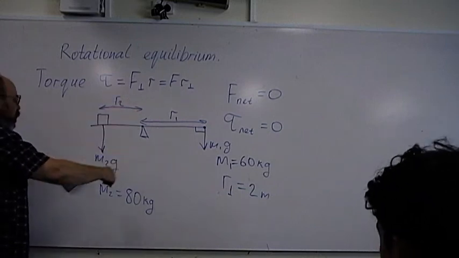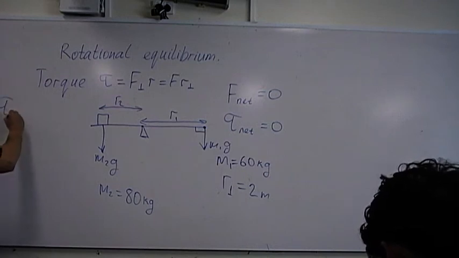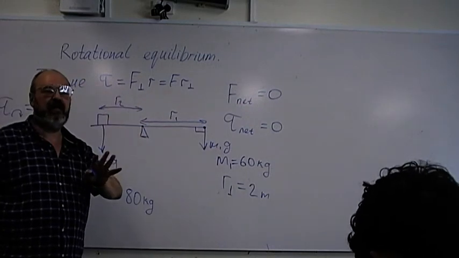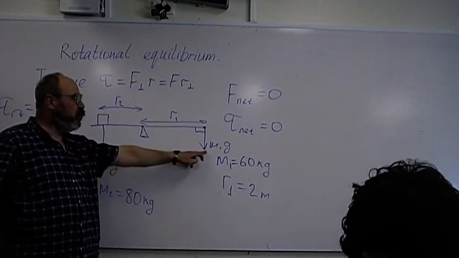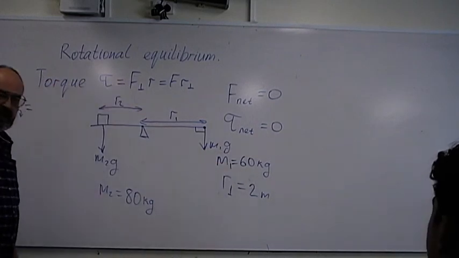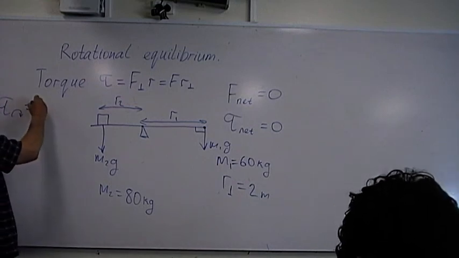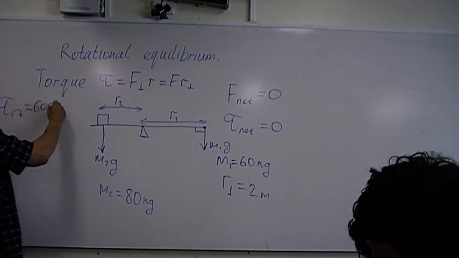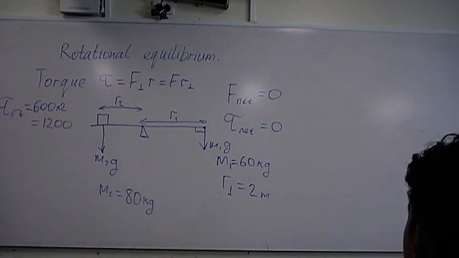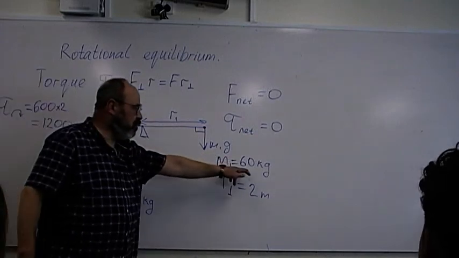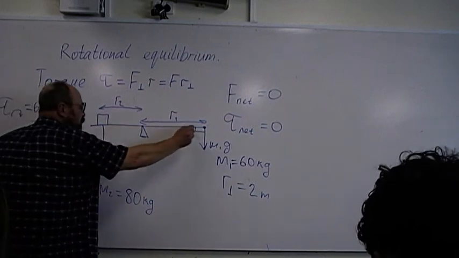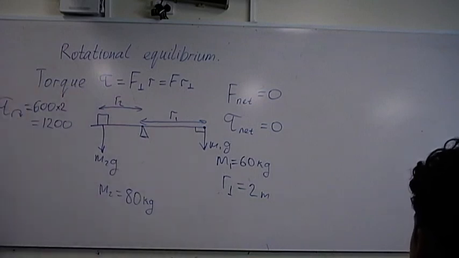What is the torque rotating clockwise? To make it simpler, let's take g equals 10 for calculations for now. So what will this force be equal to? Force will be 600 newtons, because mg: the person has a mass of 60 kilograms, so mg equals 60 times 10, 600, times lever arm 2, torque 1200.